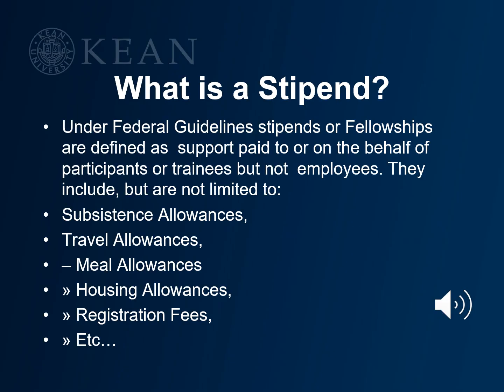What is a stipend? Under federal guidelines, stipends or fellowships are defined as support paid to or on behalf of participants or trainees, but not employees. They include, but are not limited to, subsistence allowances, travel allowances, meal allowances, housing allowances, registration fees, and more.